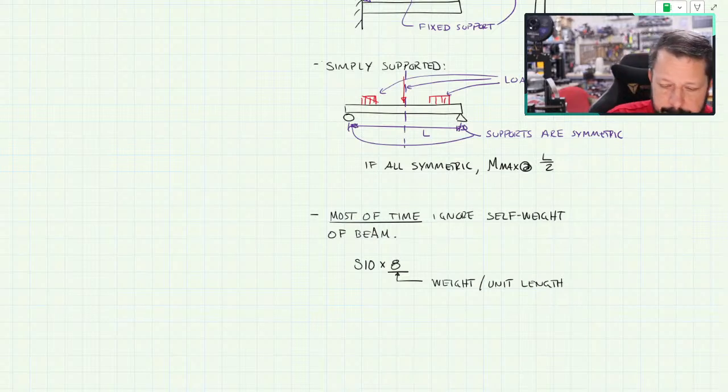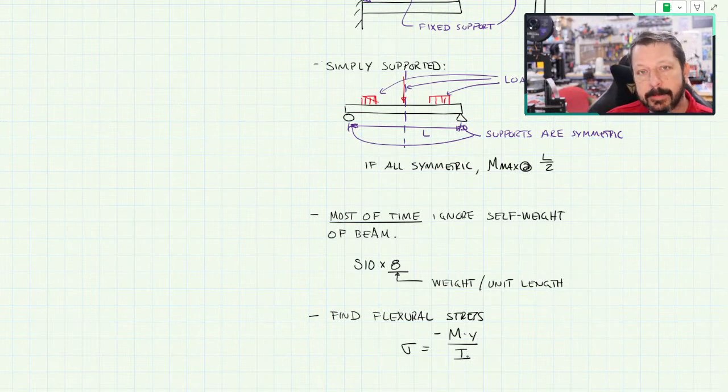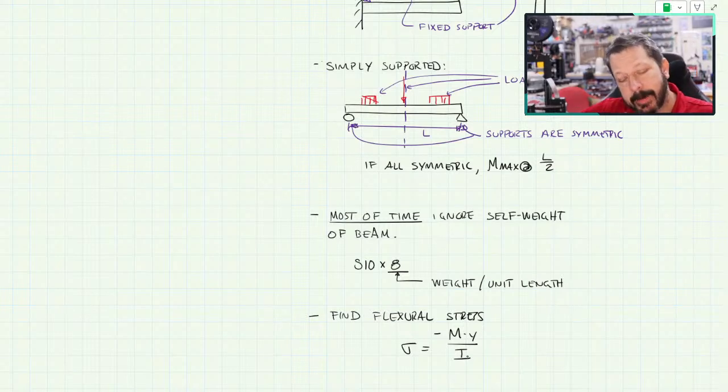You will have some problems where you find flexural stress. So that's sigma equals negative M times y over I. A few little things with this. It could be that you've got to find the maximum flexural stress. So that would mean you'd need to know the maximum bending moment. So you might be given a shear and bending diagram and you have to find M max off of it. Basically just look it up off of the picture.